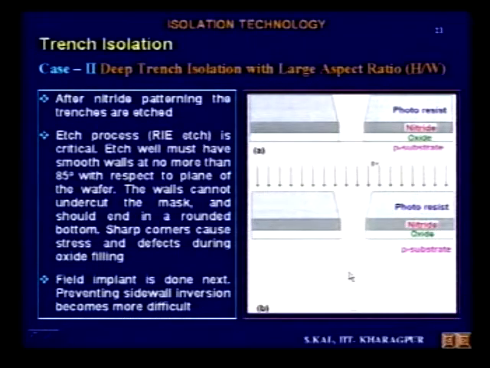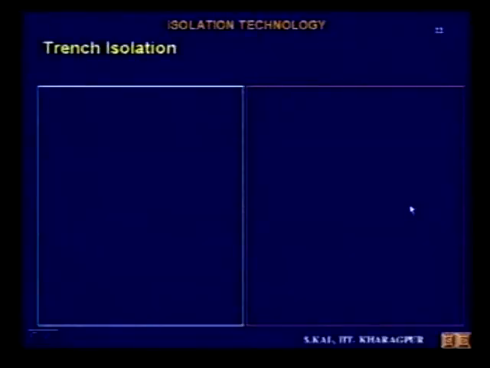Field implant is done next. The field implantation is done as with the shallow trench isolation case. Preventing sidewall inversion becomes more difficult in this case also, because when you are implanting, it will implant vertically here, but the sidewall is not implanted, so there may be a chance of inversion at the sidewalls. That you cannot prevent, even in trench isolation. Okay. Now, in the next step, what will you do?